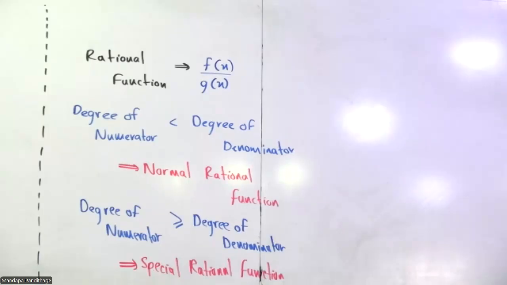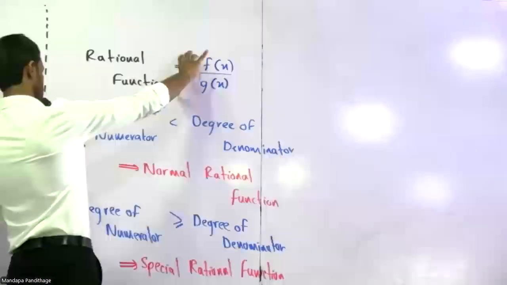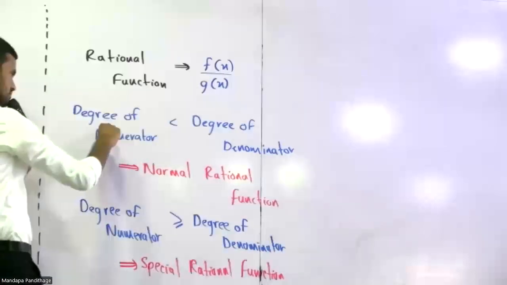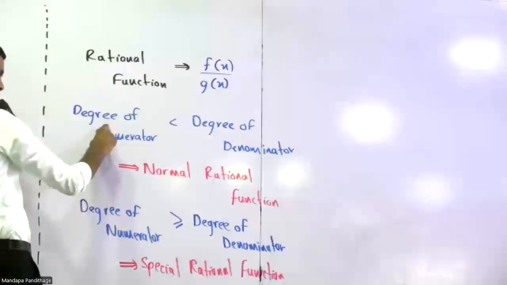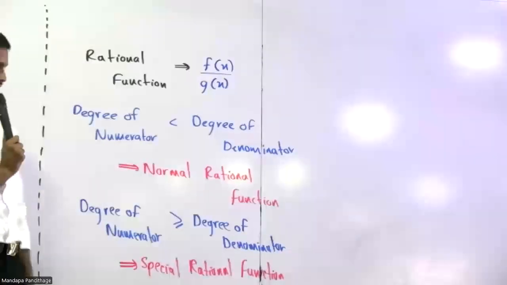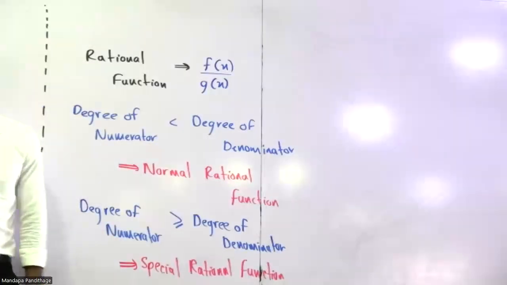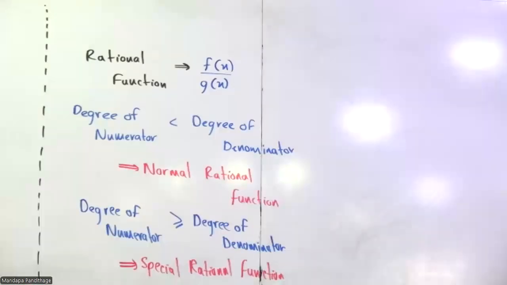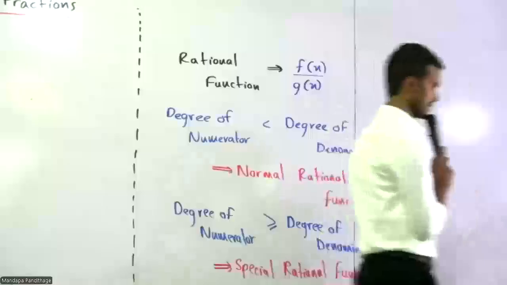Okay, then first consider this one. Rational function is f(x) over g(x). If the numerator's degree is less, it's a normal rational function. If not, it's a special one. So there are two types of rational functions, normal rational functions and special.